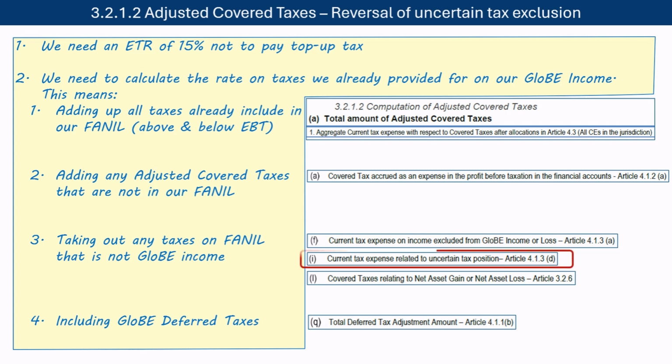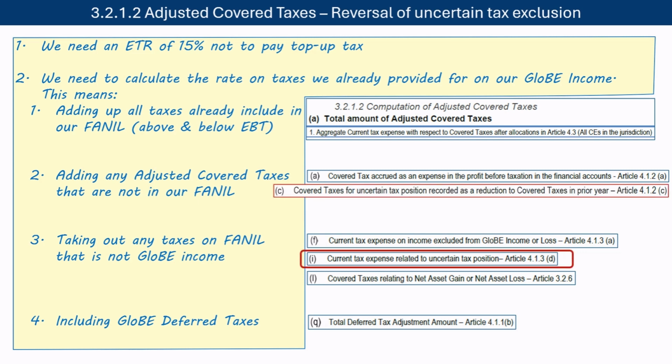But we also have further data points. You see here the current tax expense related to uncertain tax position. I've said before, we don't deal with uncertain tax positions in the GloBE income, so we take that out if it is part of our current taxes. But now when the uncertain tax position gets realized a couple of years down the line and you actually pay the tax, then obviously you need to put that tax back in. Otherwise, you end up paying a tax in your commercial accounts which never gets taken into consideration as part of your GloBE adjusted covered taxes.